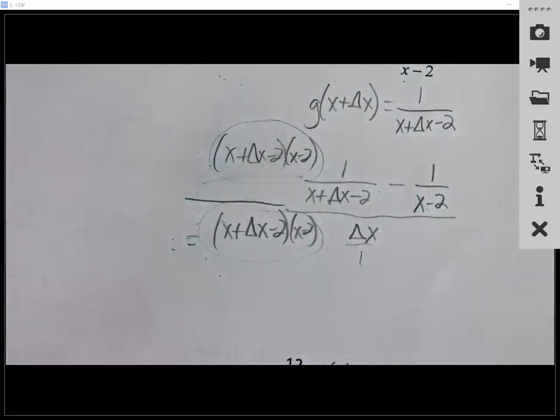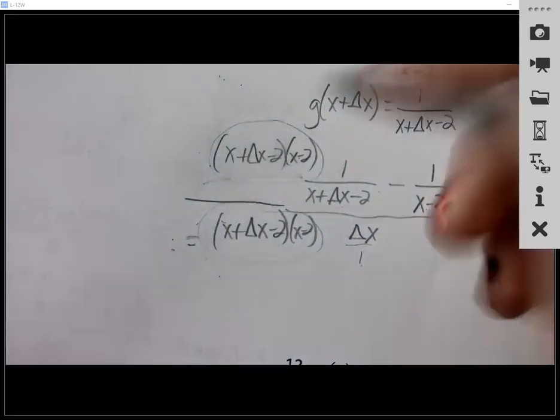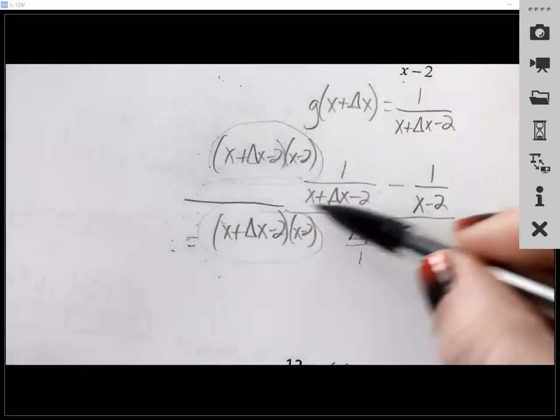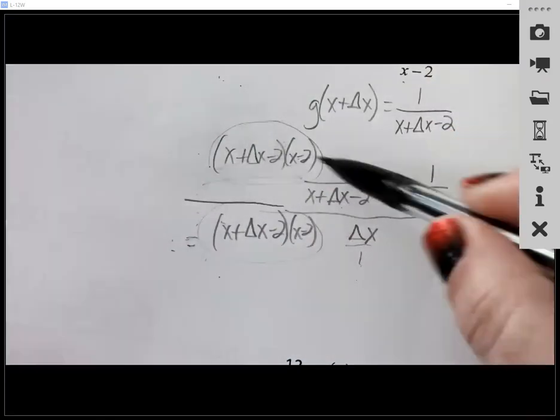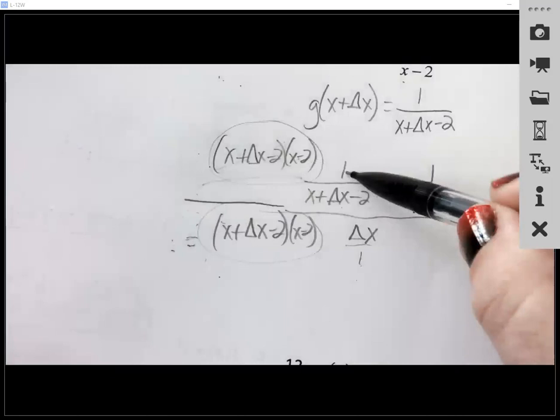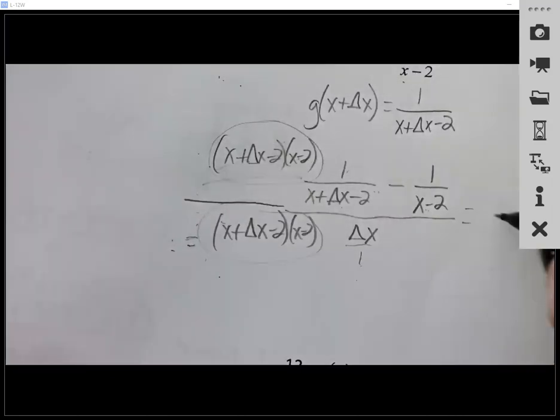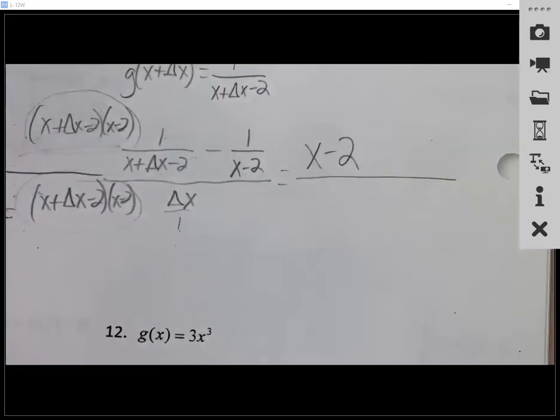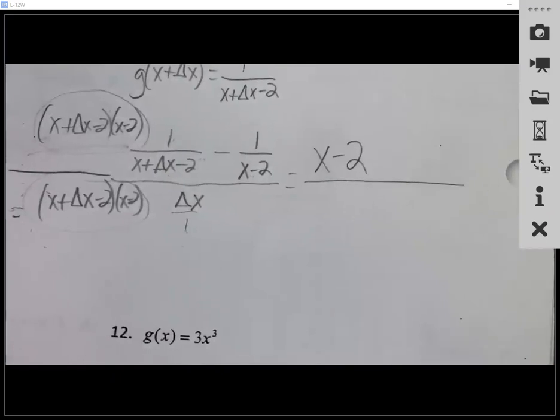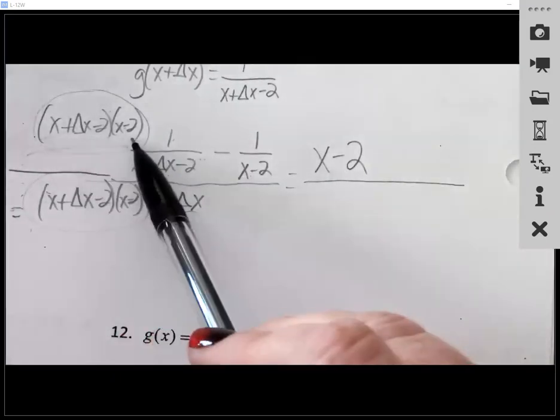So where were we? We're taking the top and we're going to multiply that. So what happens is this whole thing cancels with this whole thing. So this chunk just becomes x minus 2 times 1. Isn't that just x minus 2? That wasn't so bad.